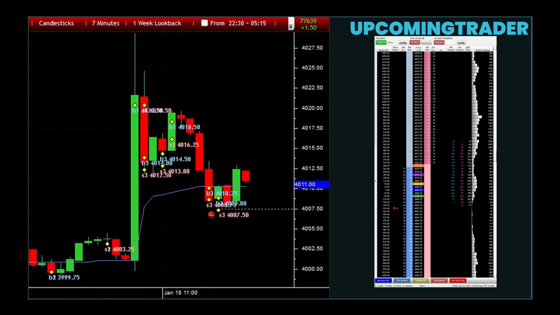Now let us take a closer look at neutral patterns. One of these is the rectangle pattern. This is when the price bounces between a high level and a low level without breaking either one. It can break out in either direction, which is why we call it neutral. It is very important to wait for confirmation before making a move.